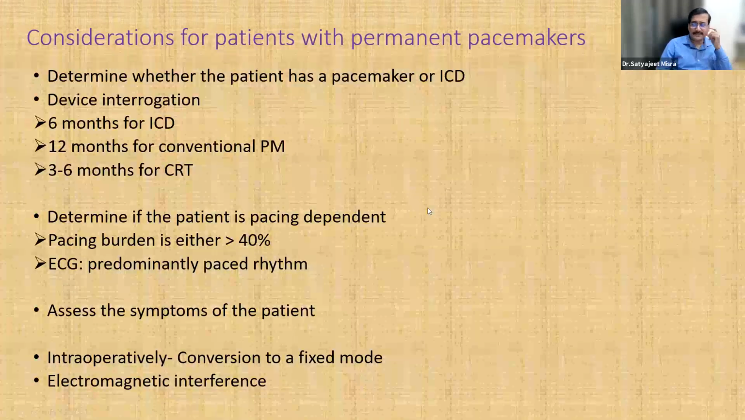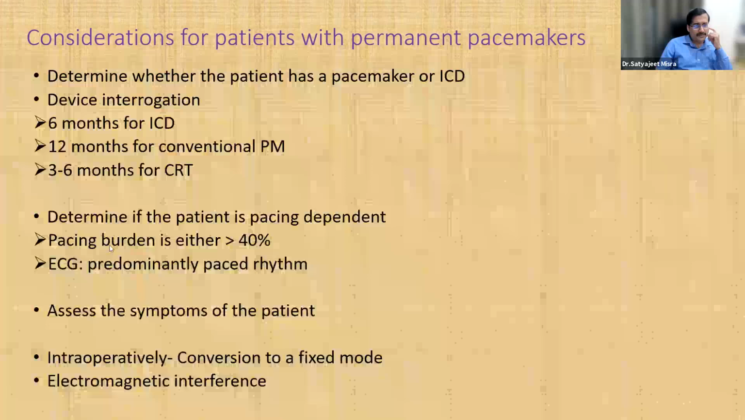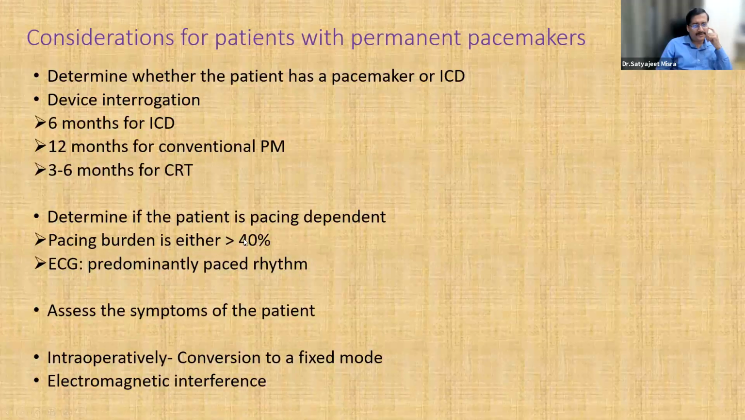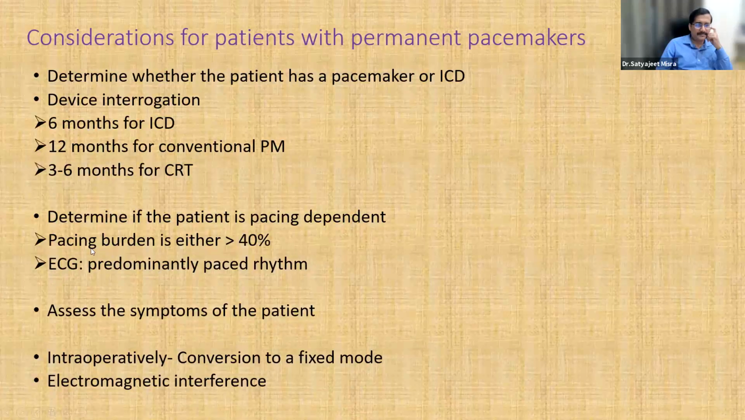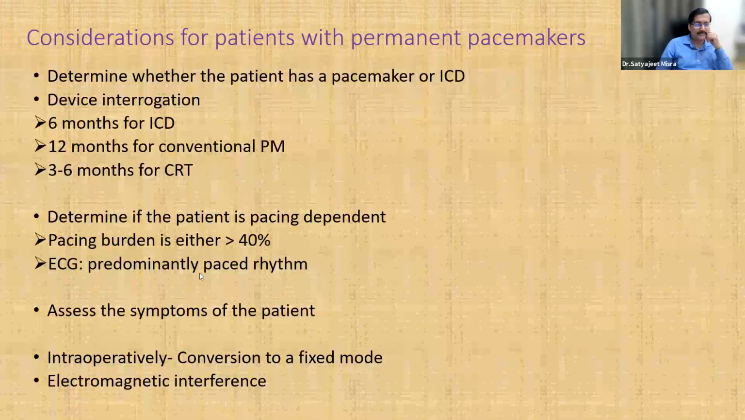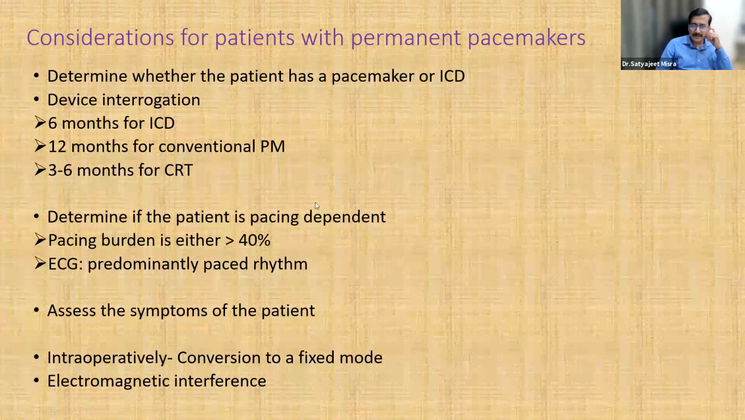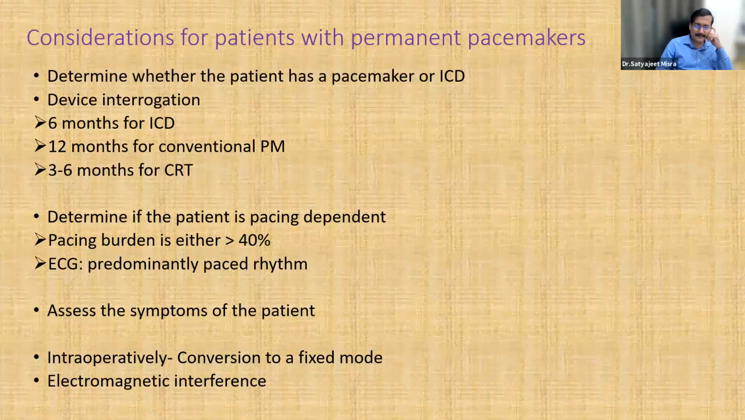Determine if the patient is pacing dependent. So the pacing burden: if more than 40% of the P waves or the QRS complexes are preceded by a pacing spike, that means that the patient has a high pacing burden, or the ECG is predominantly a paced rhythm. Assess the symptoms of the patient, whether the patient is having symptomatology like syncopal attacks or palpitations and so forth. That means that there is some problem with the pacemaker, so it needs a proper assessment before you plan for your anesthesia.